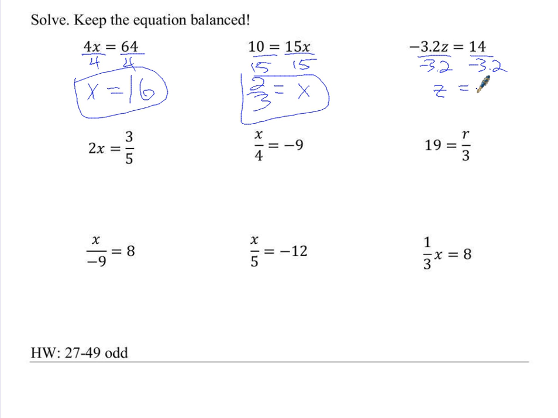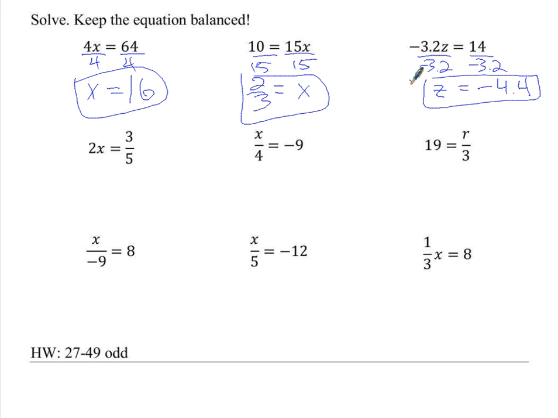So someone with a calculator, type that in. 14 divided by negative 3.2. What do you get? I know that's wrong. What do you get? Nope. Negative 4.4.